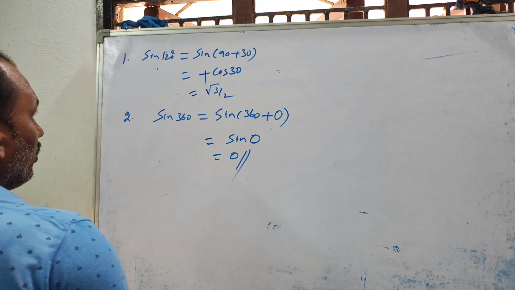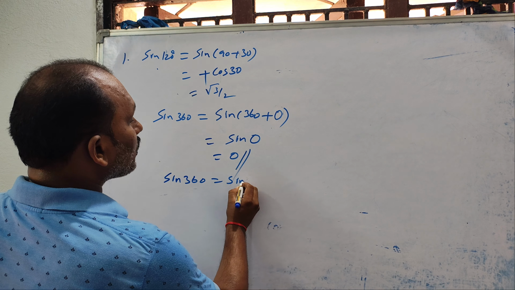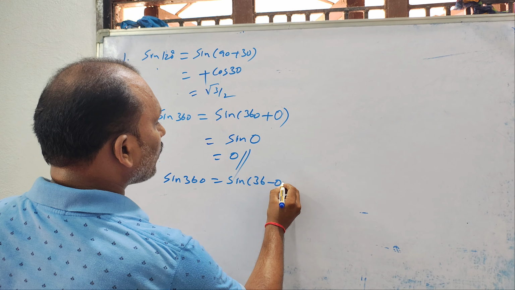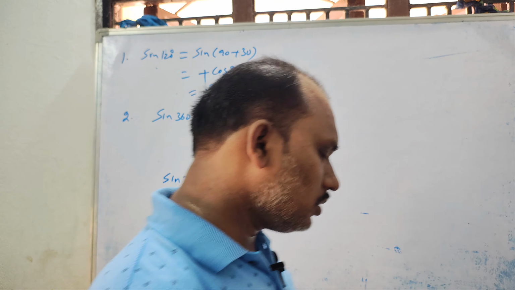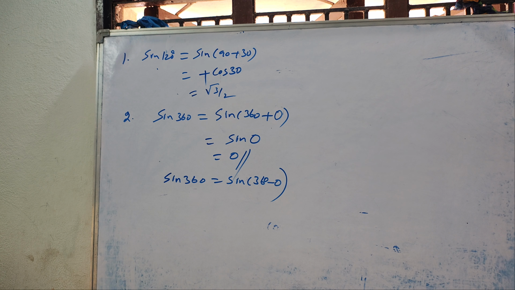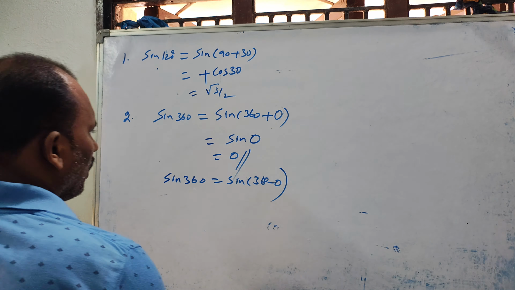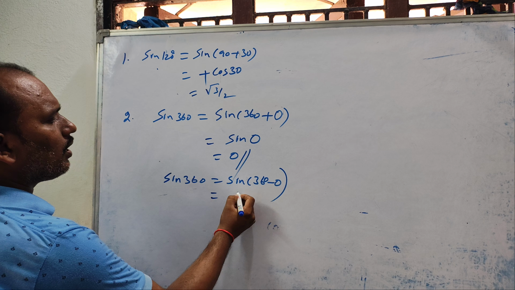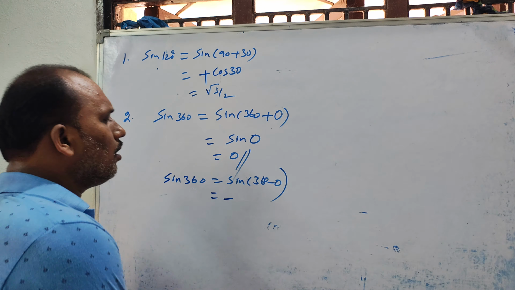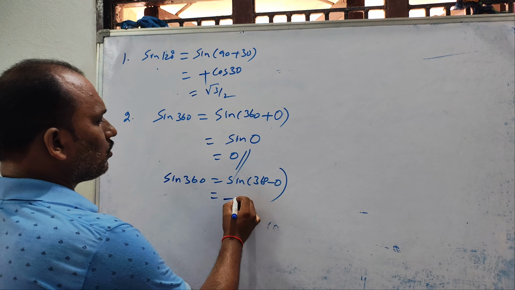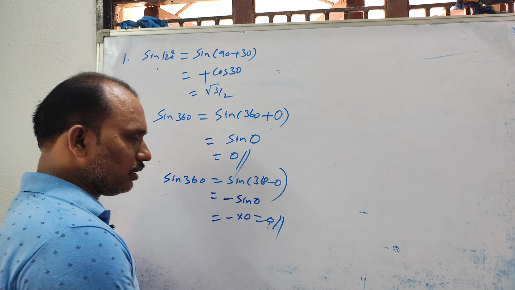Let's see, guys, I am going in a different manner. Sin 360, how can I write it down? Sin(360 - 0). Which quadrant? All silver teacups. Fourth quadrant. In the fourth quadrant, what do we get? Minus. Sin 0 means what? Sin 0, so minus into 0. What do we get? 0 only.